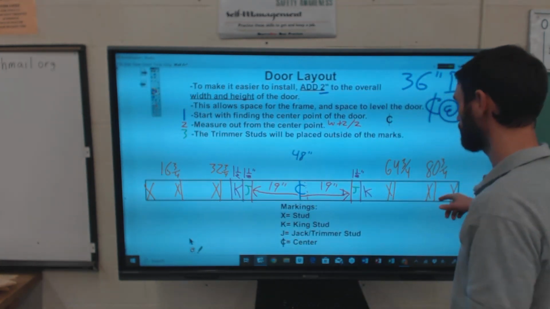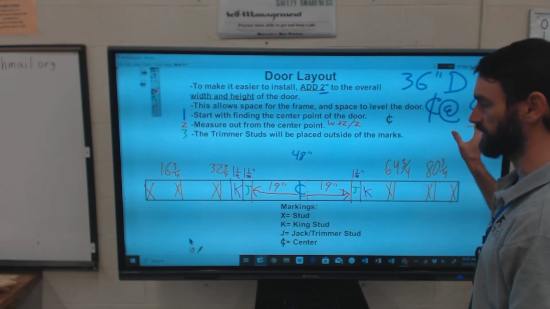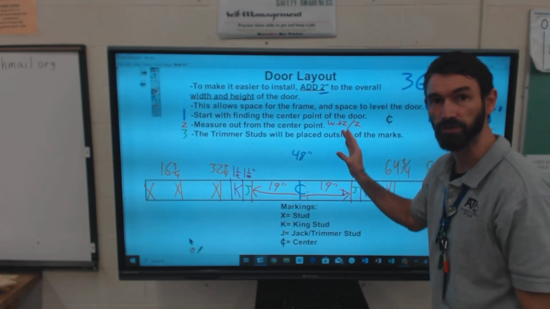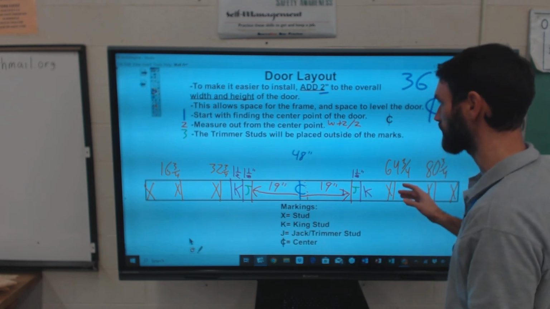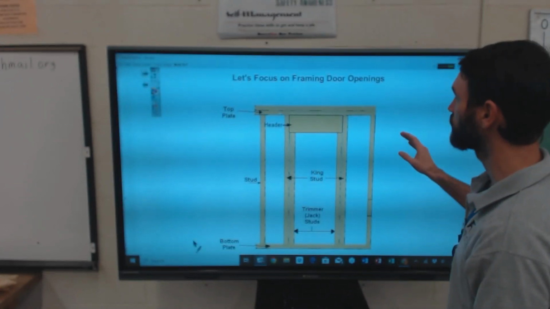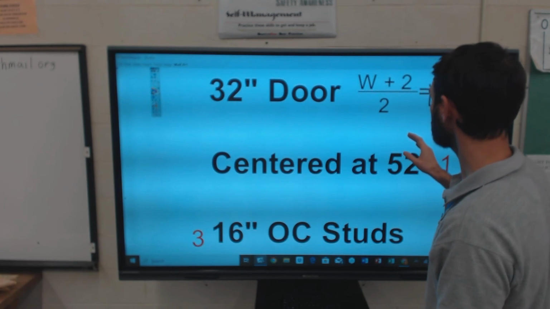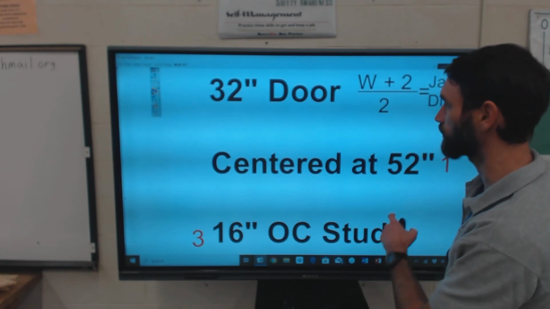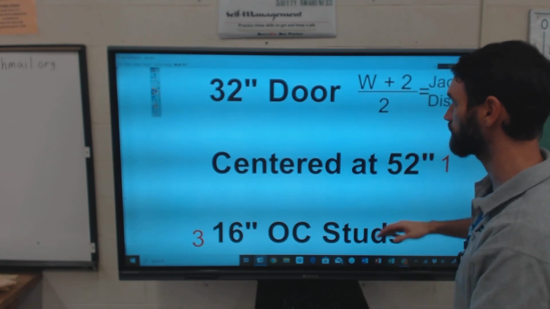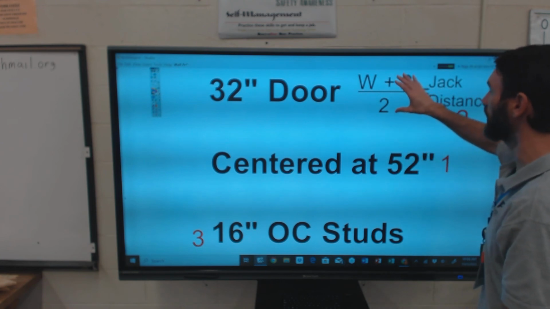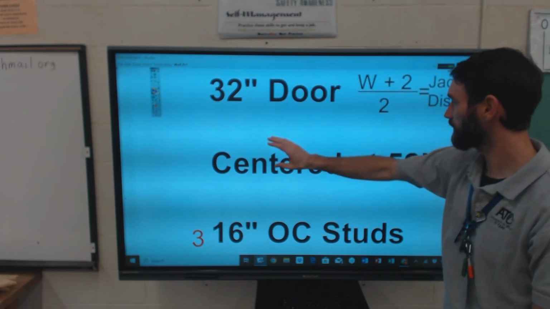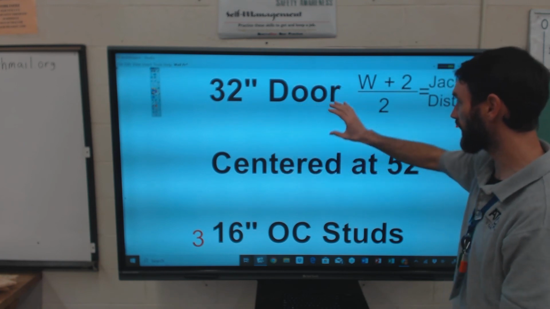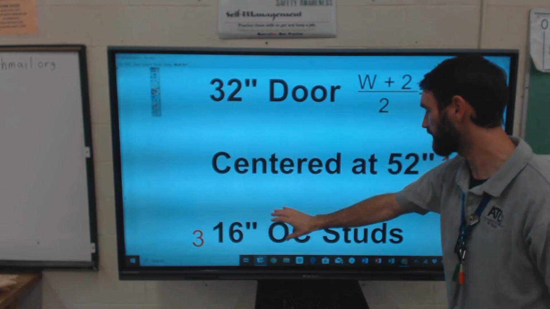on-center studs. Okay? This looks like a lot of chicken scratch, but again, when we go through this as a class, it's going to make a little bit more sense. Right? So we'll do this kind of stuff in class here. So again, I'm going to give you the information, like the door size and the location and the studs.